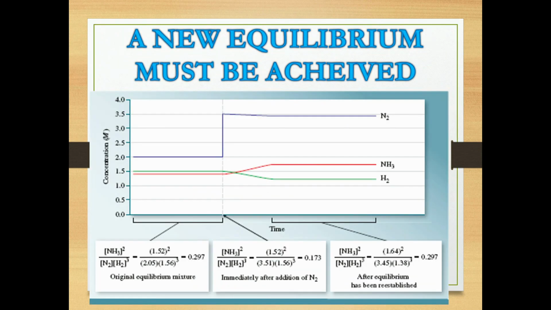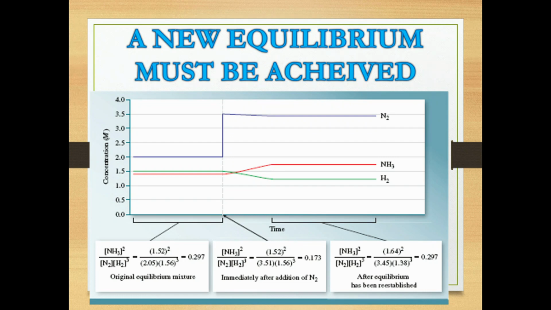So I reach a new equilibrium now. So I started with equilibrium. I added N2. I now have a Q of 0.173. It reacts until I get the equilibrium again of 0.297. Now, my NH3 has gone from 1.52 to 1.64. It's gone up. My N2 I added, so that was 3.51 to start, but as that reacts, it will go back down. So it's now 3.45.